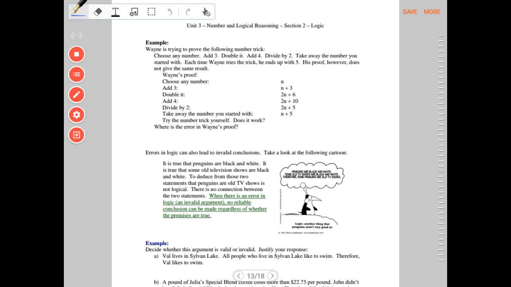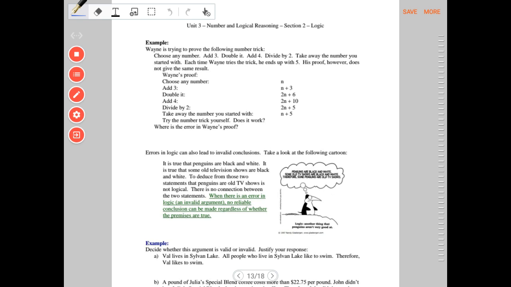Try the number trick yourself. Does it work? So go ahead and pause the video, pick a number, and see if you can get it to work. You should be getting 5 as an answer. So where's the error in Wayne's proof? If you want to pause the video again to see if you can find out where he made the mistake, go for it.